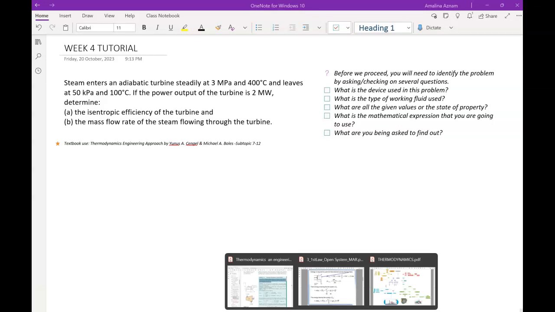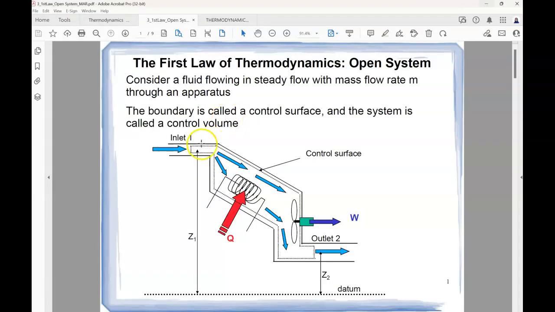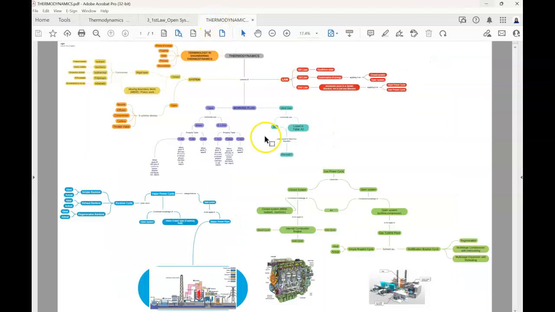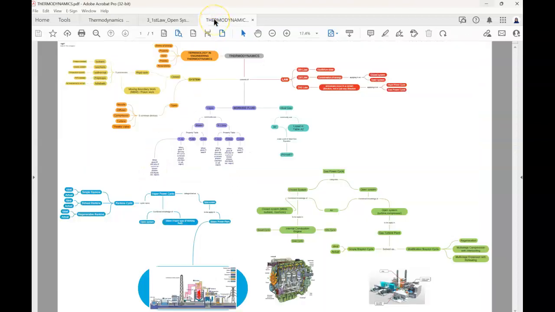So before we move ahead, I would like you to have a look at your notes over here. Please make sure that you have your notes and also this mind map that I provided you with. And also, if you have a textbook, you may have a look at subtopic 712.